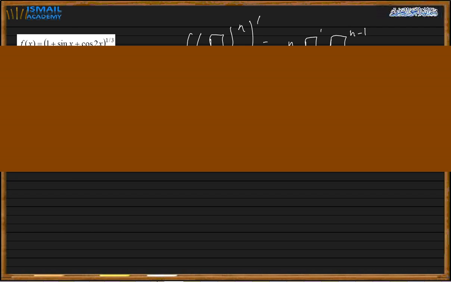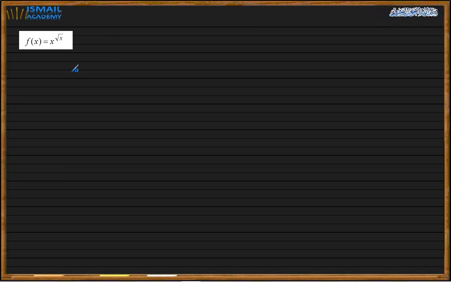Now here there are two choices to do it. I will show it to you in two ways. Either you change y, so y equals x to the square root of x. You use the concept of ln, so you apply ln to both sides. So it's going to be ln of x to the square root of x, which means this is square root of x ln of x. Then you take the derivative on both sides.